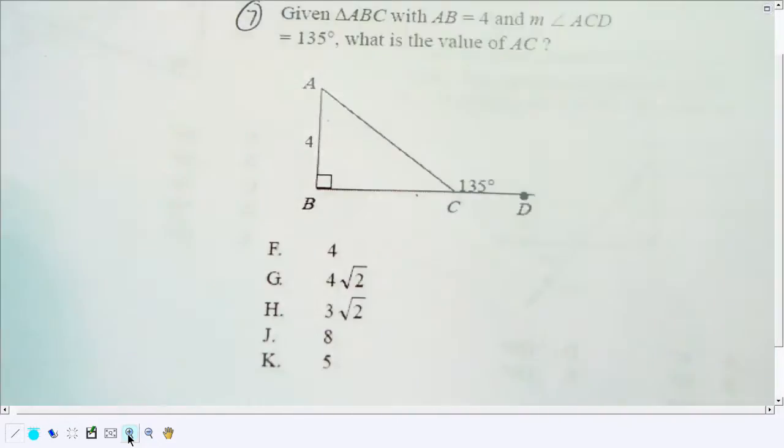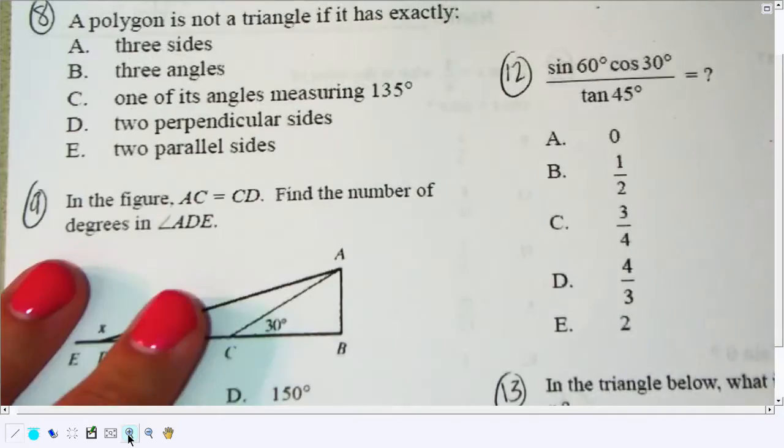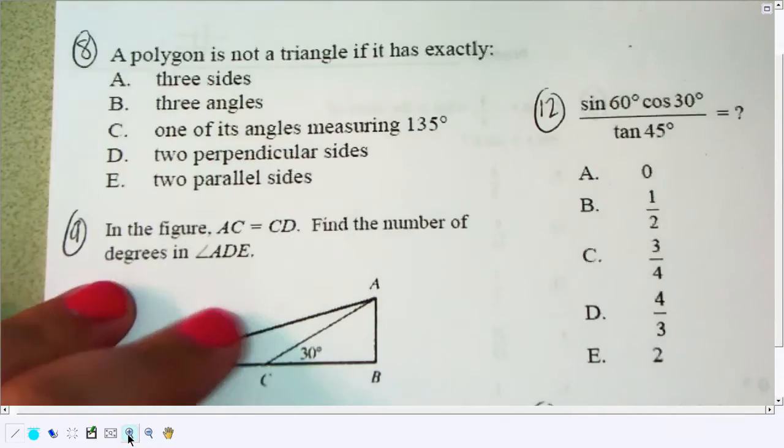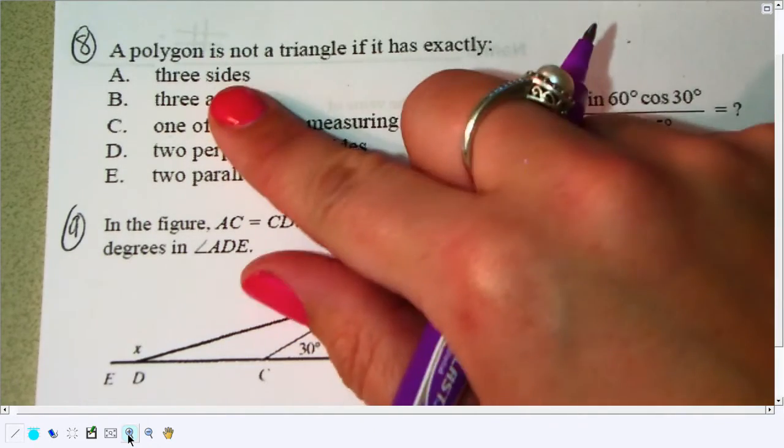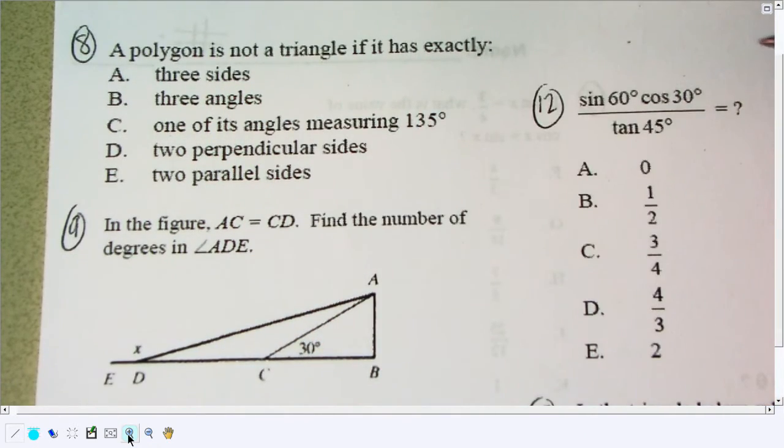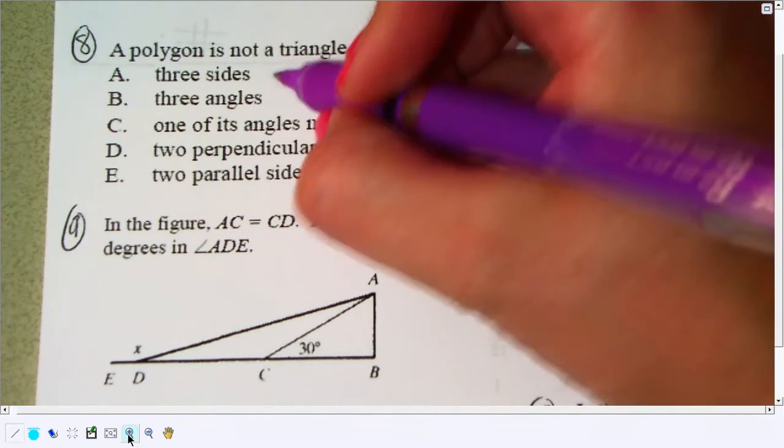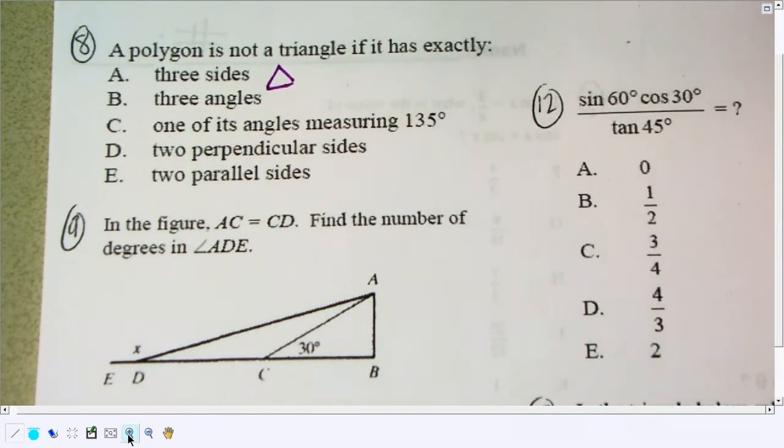All right, let's try number 8. A polygon is not a triangle if it has exactly 3 sides. Well, if it has exactly 3 sides, it definitely is a triangle. Like if I'm drawing a triangle, it has to have 3 sides. So A is out. I'm looking for the one that won't be a triangle.